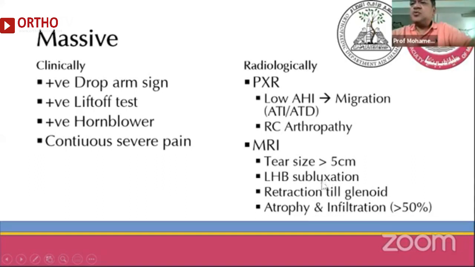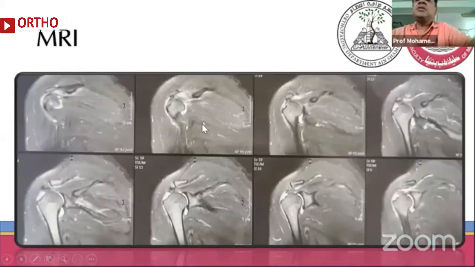But on the MRI, the tear size was more than 5 centimeters. The long head of biceps has a minimal subluxation on the MRI, especially in the higher cuts. But the supraspinatus has a retraction to the glenoid, with atrophy and infiltration of more than 50%, as you see here. This is the retraction that we have on the MRI. But actually, this was an old MRI, and the situation in the operation was worse than what you see now, because the edge of the supraspinatus that you see here, with the 2 to 3 centimeter retraction, was actually reaching beyond the superior glenoid.